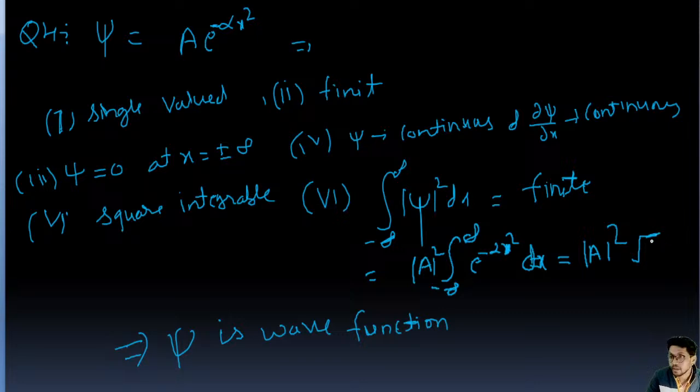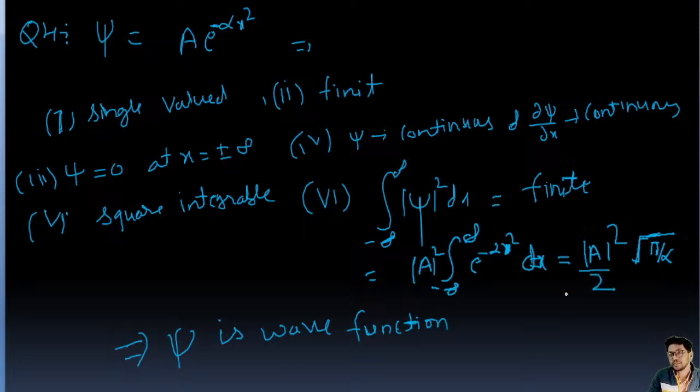So this is the integral from minus infinity to plus infinity, and this is e to the power 2 alpha. Let me just check. The question is alpha square. So this is going to be pi by alpha, and we can change the limit because it's an even function, so we make it 0 to infinity, and 1 by 2 will come.